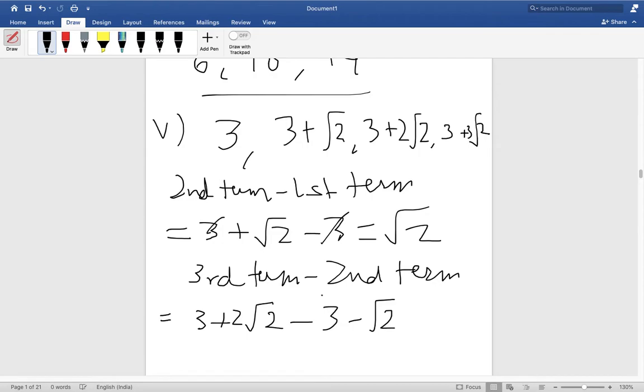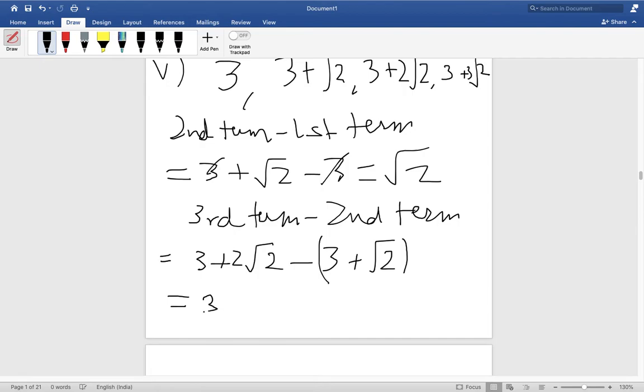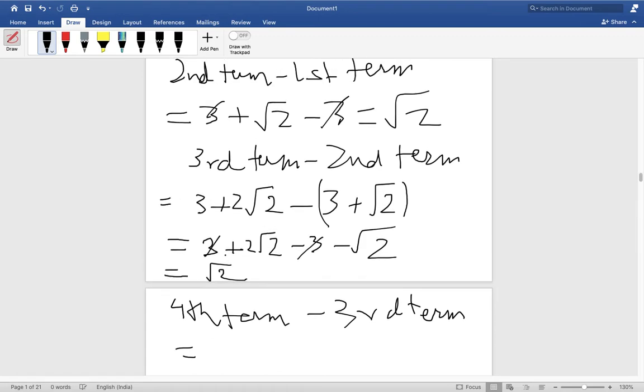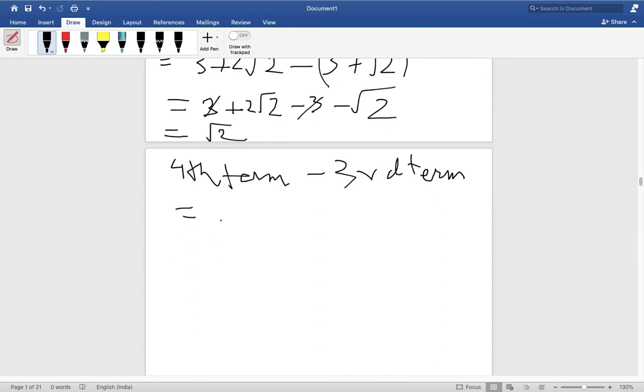So, okay, let's not skip steps in case people are not able to understand. Now, when you open this bracket with the negative sign, this will be the result. 3 and 3 will get cancelled. 2 root 2 minus root 2 is root 2. Now, fourth term minus third term. This is so easy, but I'm just doing it step by step so that people understand.